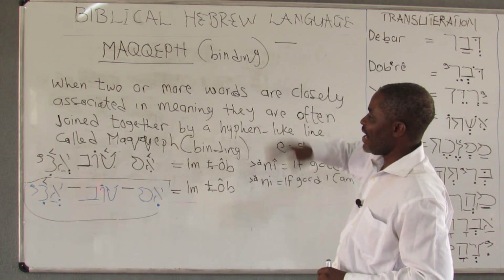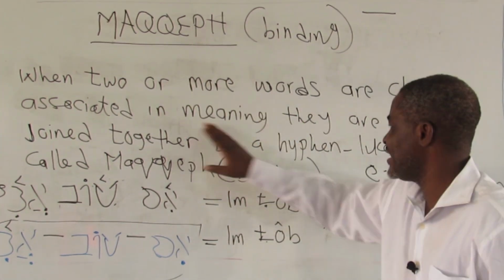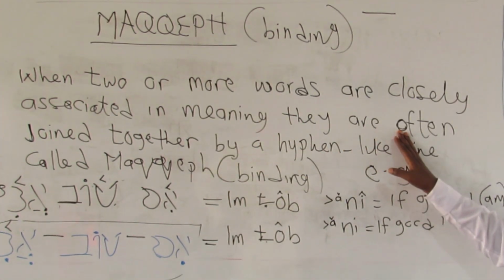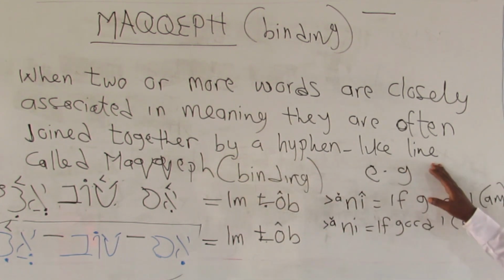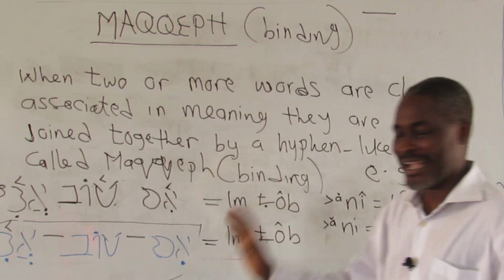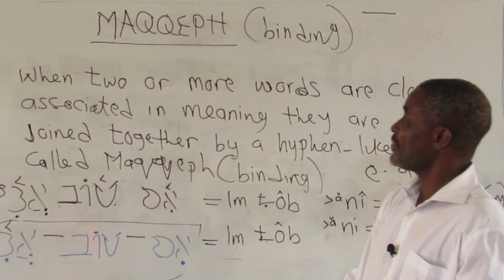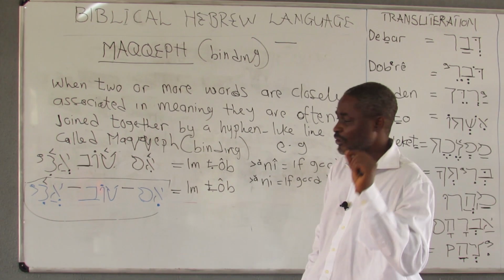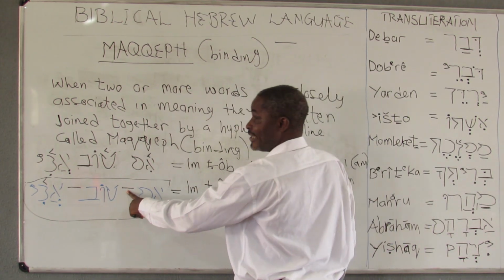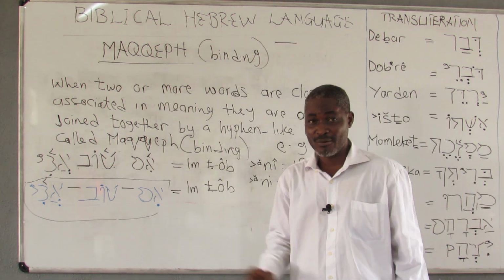So the work of the Maquette is simple. When two or more words are closely associated in meaning, they're often joined together by a hyphen-like line called Maquette, which is a binding. That is, the Maquette binds the three words together. The function of this hyphen-like line is to join words together, so when you are reading, you don't get confused.